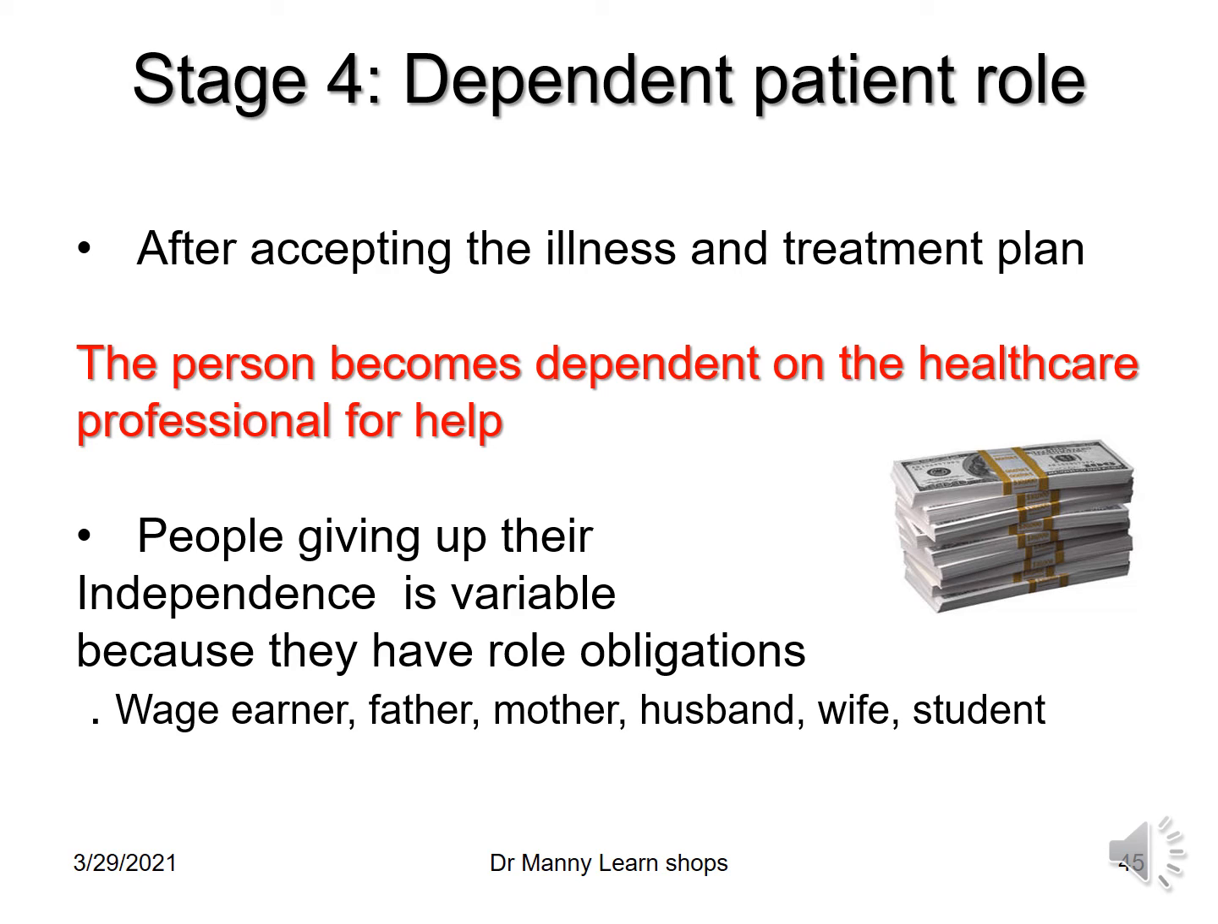Stage 4 is referred to as the dependent patient role. And this occurs after accepting that the illness is there and the medical treatment plan. And the person now becomes dependent on the healthcare professional for help. And it's important to realise that in doing so, people give up their independence because they do have role obligations, such as being a wage earner, a father, a mother, a husband, a wife, or even you as a student.